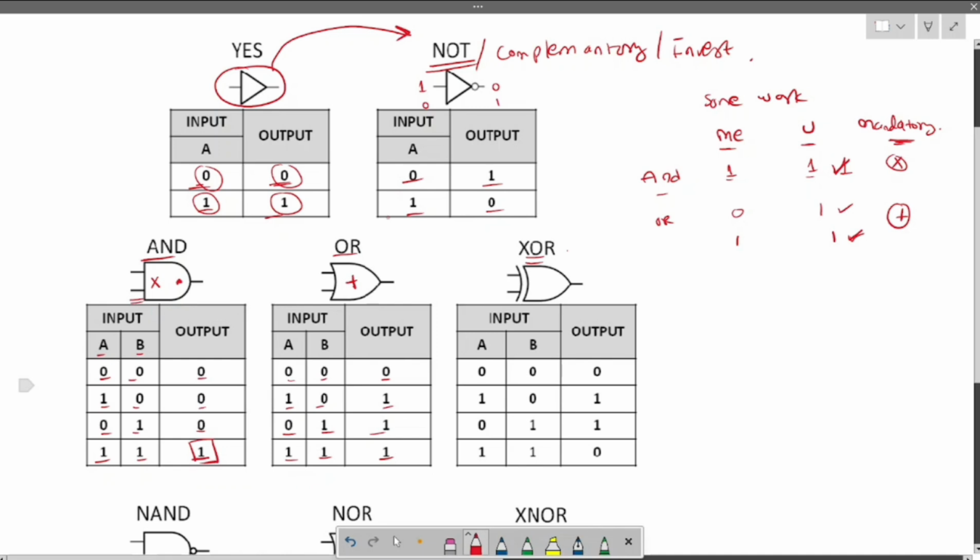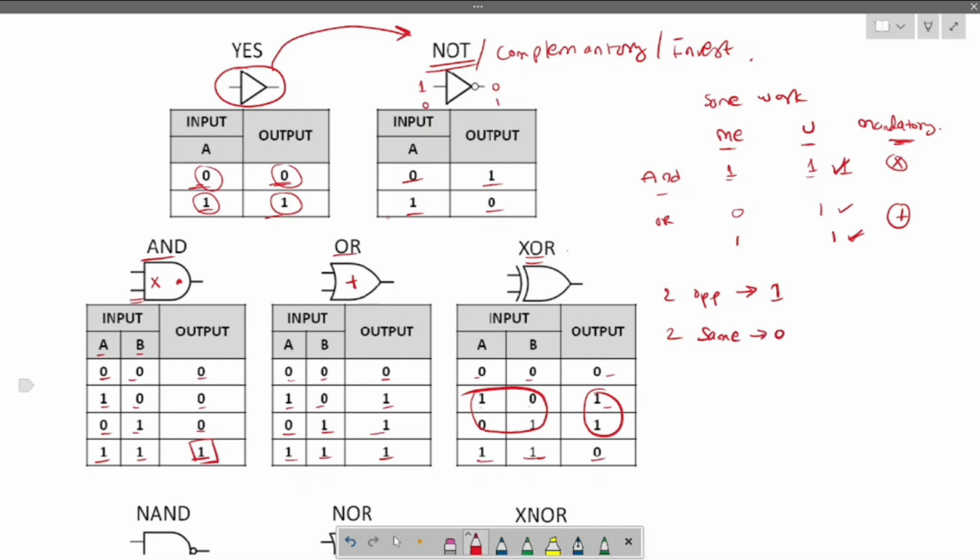Now XOR is of a different category. When the two inputs are opposite, the output is 1. When two same inputs are there, it is 0. Two opposites result in 1, and two same inputs result in 0.